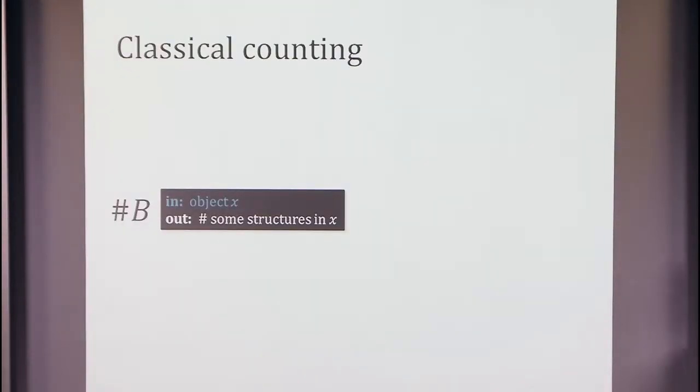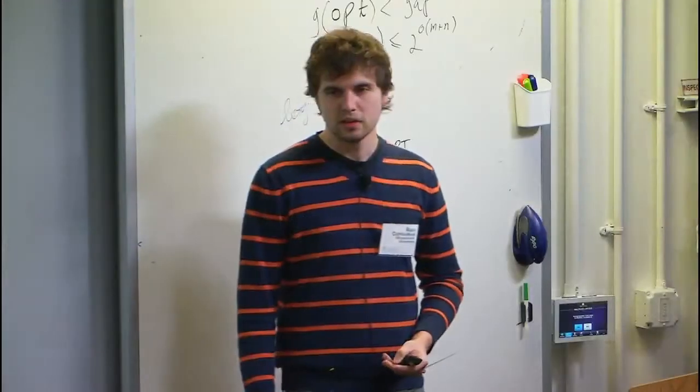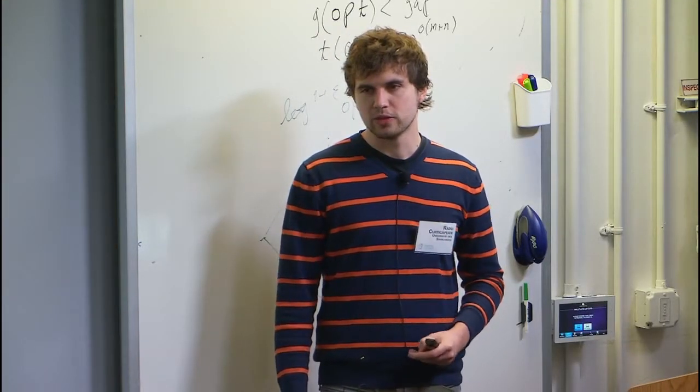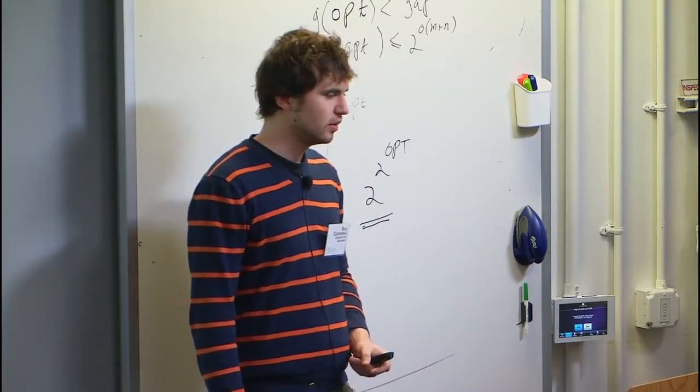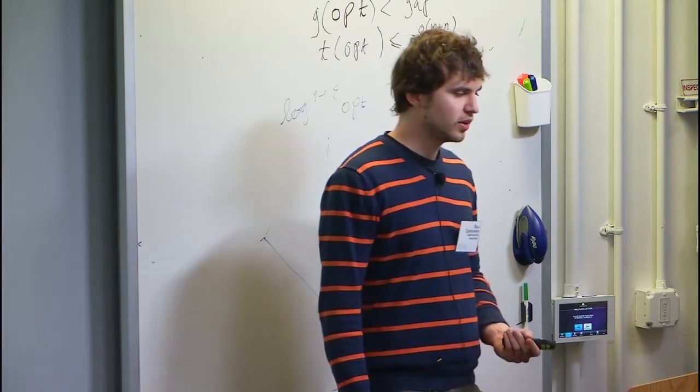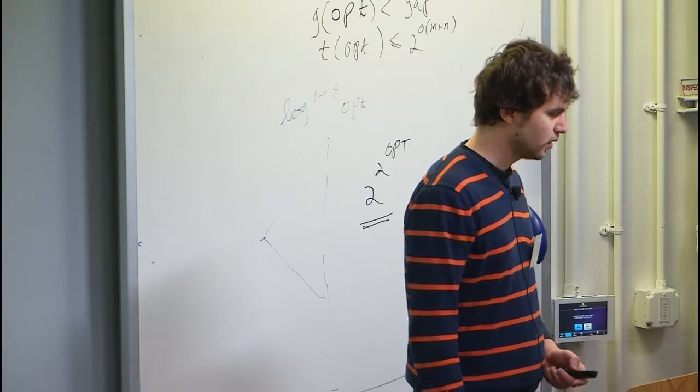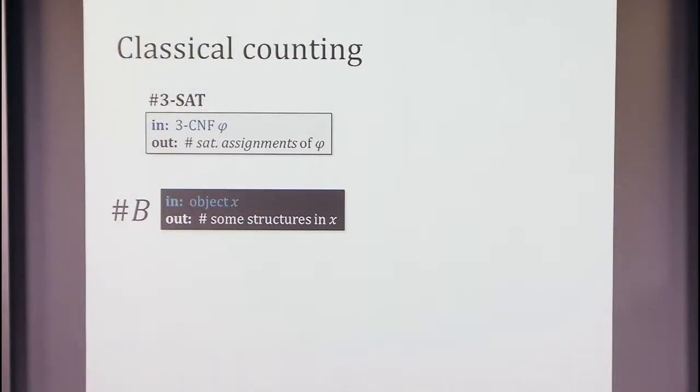So to begin with, last time Holger started by introducing classical counting problems to you. In classical counting, we have a generic counting problem, #B, where you're given some object X, and you're interested as output in the number of some structures appearing in X or being related to X. One first example could be #3SAT, where you're given a 3CNF formula phi, and you're interested in the number of satisfying assignments to this formula.